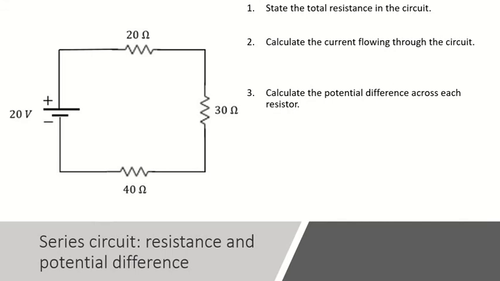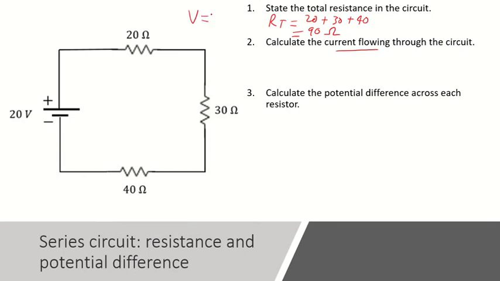Now, again, state the total resistance in this circuit. So we have a circuit, we have a 20 volt power supply, positive terminal, negative terminal, 20 ohm resistor, 30 ohm resistor, 40 ohm resistor. So the total resistance is just going to be 20 plus 30 plus 40, which is 20 plus 30 is 50, plus 40 is 90 ohms. So we have 90 ohms of resistance through this circuit. So calculate the current flowing through the circuit.